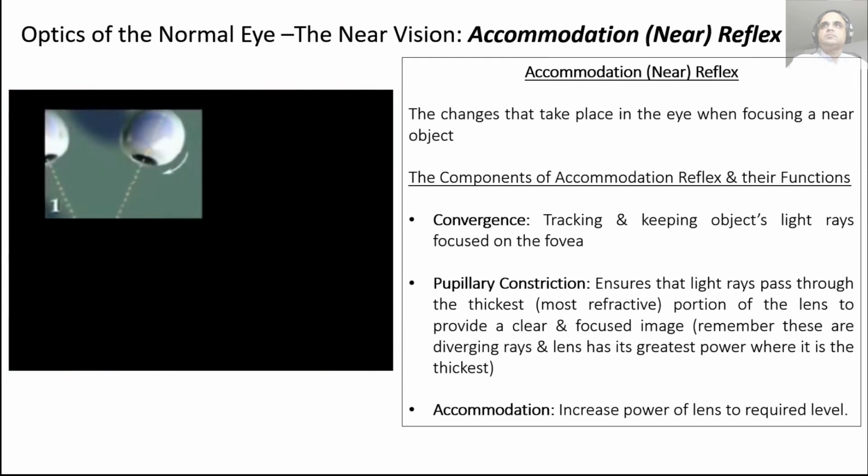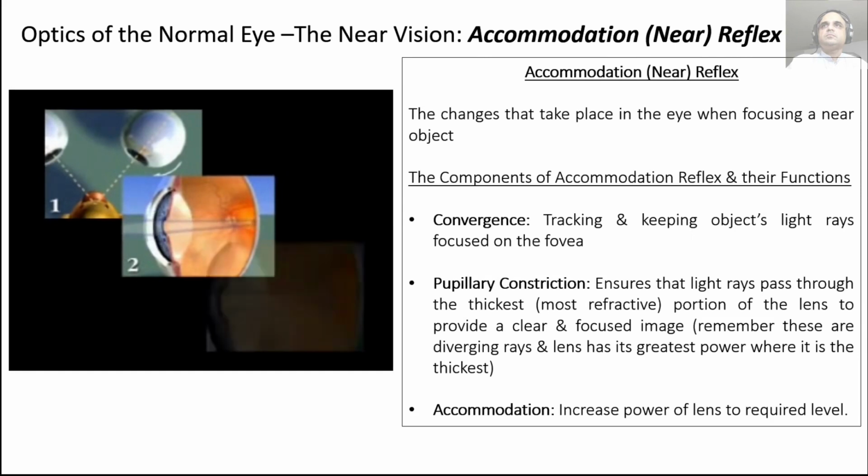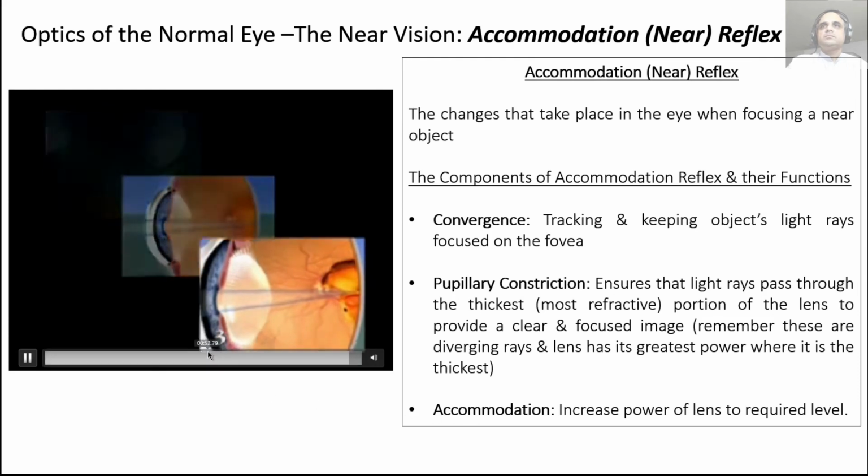Combined, convergence, pupillary constriction, and rounding up of the lens all function to keep an object in focus as it approaches the eye.